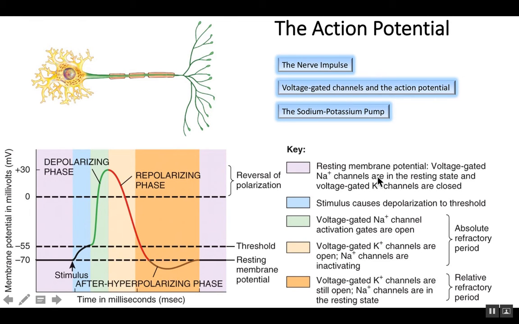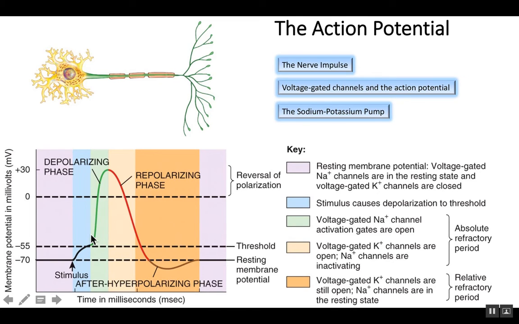Voltage-gated sodium channels are in their resting state, and voltage-gated potassium channels are closed. Basically, these channels are all closed at this point. At the arrow, we see there was a stimulus at the dendrite. Could be mechanical, could be chemical. But whatever that stimulus is, notice it caused a depolarization. So the membrane is going from negative 70, less negative, towards negative 55. If we refer to the key, during that phase, there's a stimulus that causes depolarization, and it reaches threshold.